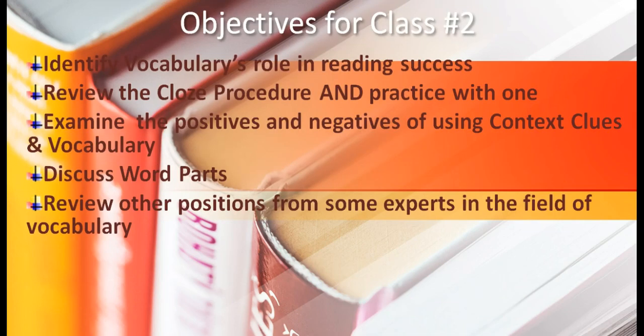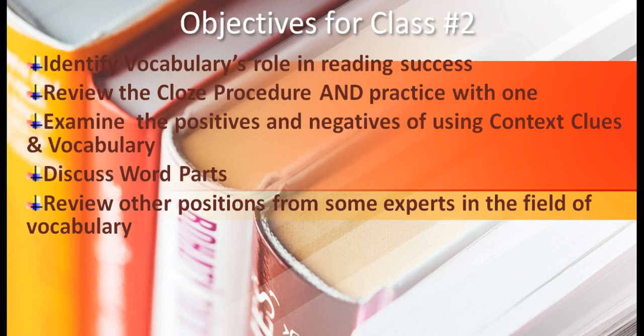So our objectives for class number 2: we're going to talk about vocabulary's role in reading success. One of the big ideas for this session is the cloze procedure. Have you used it? Are you familiar? It's certainly something that's been around for a long time. In this session, you're going to practice with a fairy tale, Little Red Riding Hood, and do a 5-minute activity, and then I'm going to ask you to really think about yourself as a reader. What did you learn? And then what are some ideas that you can carry over when you use a cloze procedure with your students?